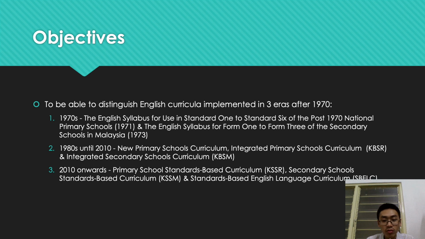Today, our presentation will come with various objectives. Firstly, we hope that you will be able to distinguish these English curricula, which were implemented in 3 eras after the year 1970. Perhaps you can have a look at these eras. The first era comprises of the English syllabus for use in Standard 1 to Standard 6 of the post-1970 national primary schools, and the English syllabus for Form 1 to Form 3 of the secondary schools in Malaysia.